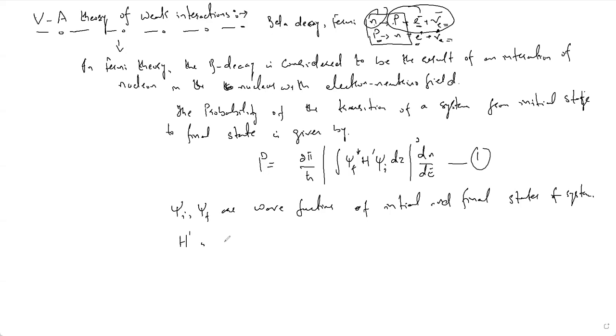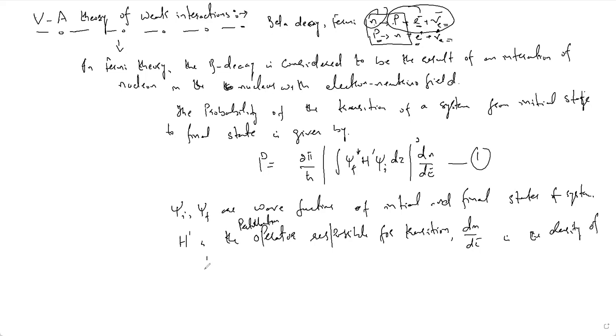H dash, as I said, is the perturbation operator. This is an operator which is responsible for this particular transition. And what is this dN by dE? This is the density of final states. The final states here, this is final state one, this is final state two. You can consider either this or this, it is one and the same thing. So this is the density of the final states. And this d tau is the volume element.